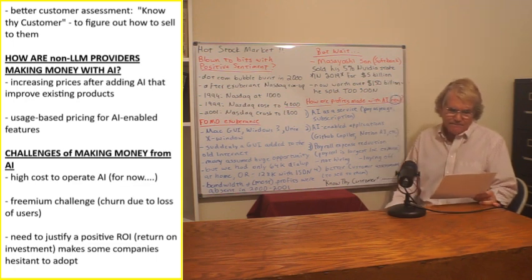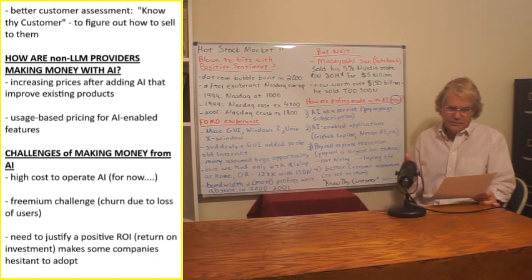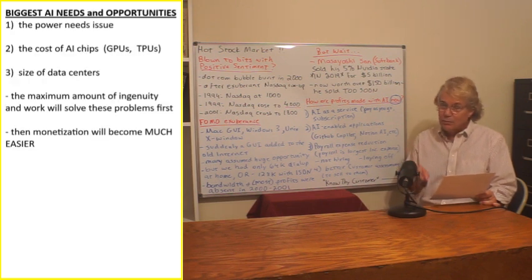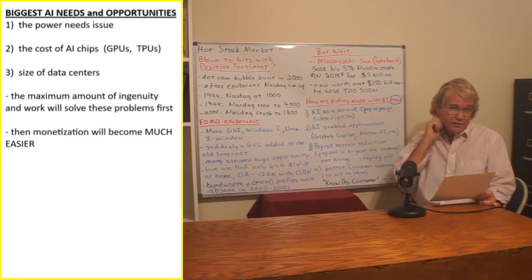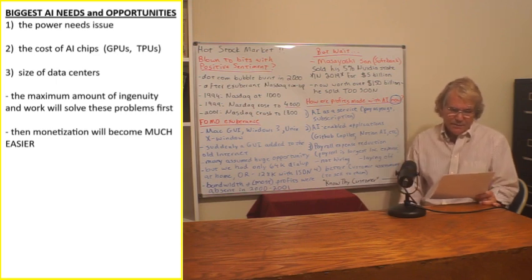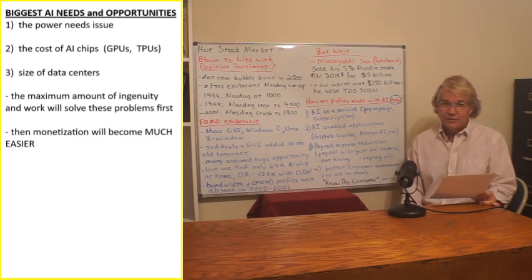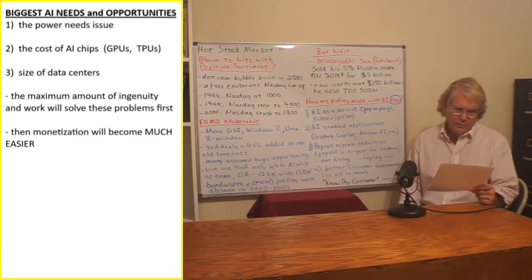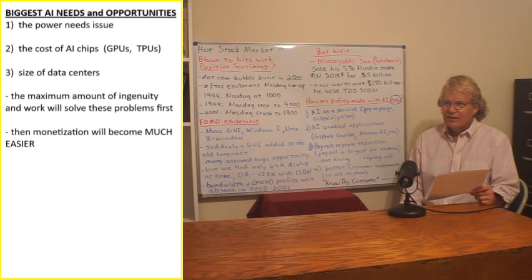Okay, so there are power issues, the need for power, the cost of the chips, the GPUs and the TPUs, the size of data centers. Right now, as we speak, if you want to make a fortune in artificial intelligence, it's solving these problems, especially the power issue, the cost of the AI chips, and the size of the data centers. As the footprint of data centers shrinks, as the power needs shrink, as the cost of the chips reduces, it's going to open up a lot more use cases, because a big problem with artificial intelligence is justifying the high cost to operate it right now, because it's all new and everything's kind of clunky.